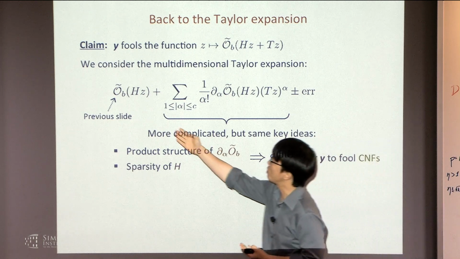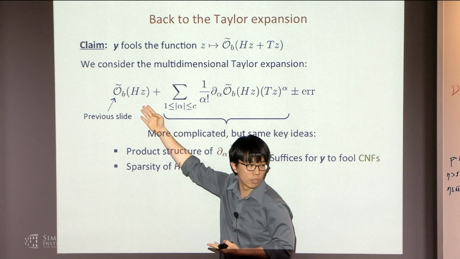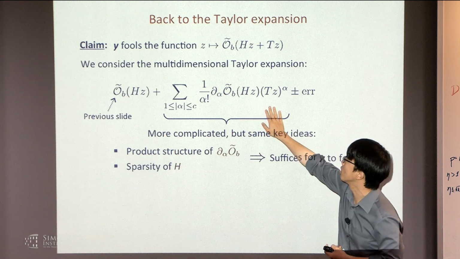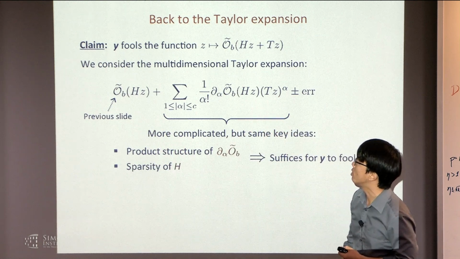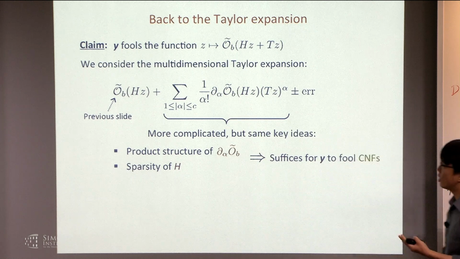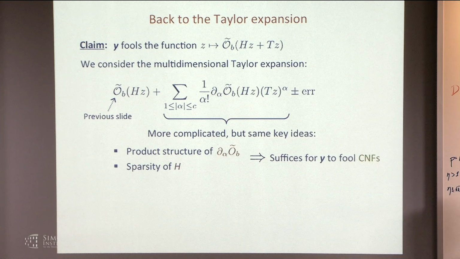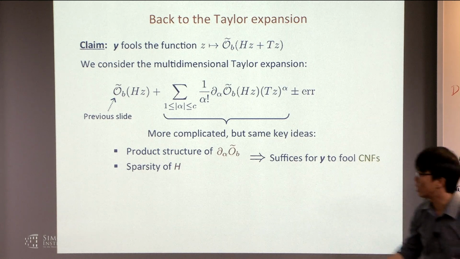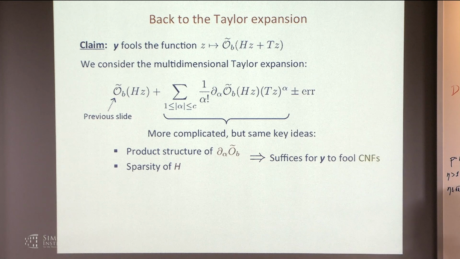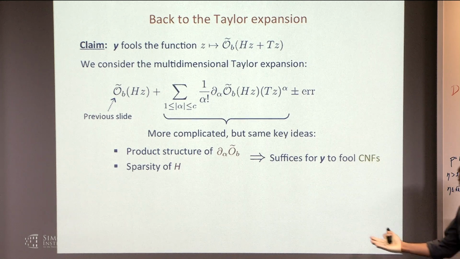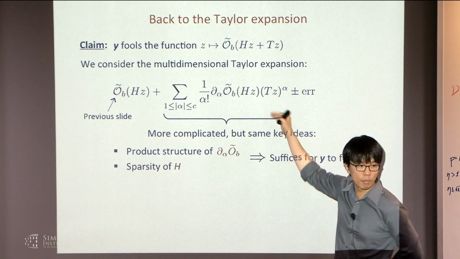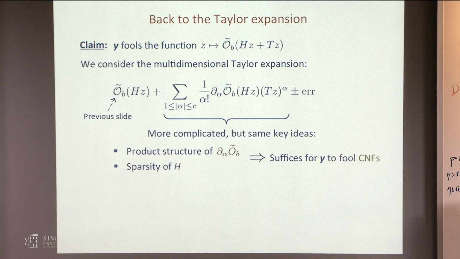In the zeroth order term, there are no tail variables. Whereas now you're looking at the interaction between the head variables and the tail variables, and you're looking at derivatives. But the key idea is the same. It's the product structure of, now not O tilde, but its derivatives. But if O tilde has a product structure, then so do its derivatives. H is sparse, and that suffices for a pseudorandom variable to fool CNF formulas. Things are more complicated now because there are tail variables, but the key idea is this.